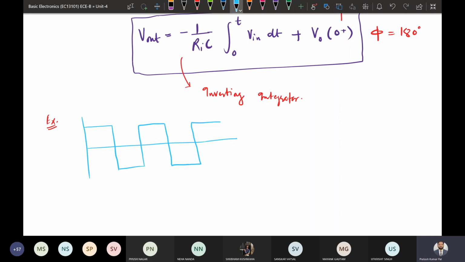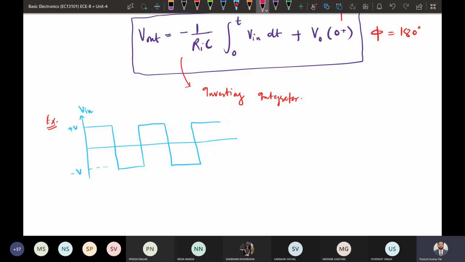Okay, if we have a square wave and we need to find out the integrator. So this is the input and we need to find out the output. So suppose this is plus, and we need to find out the output. So once we find the output, we will be getting the integration of the input.